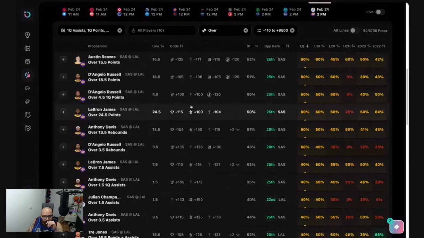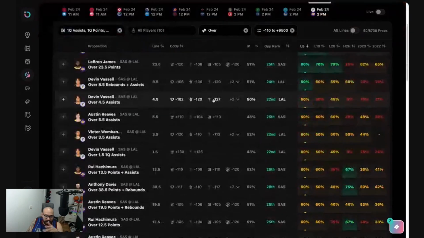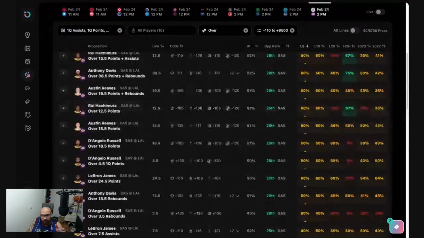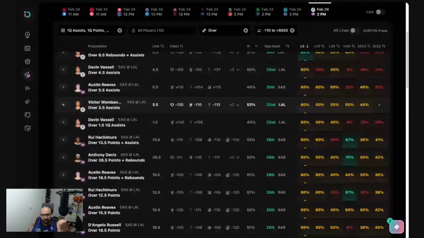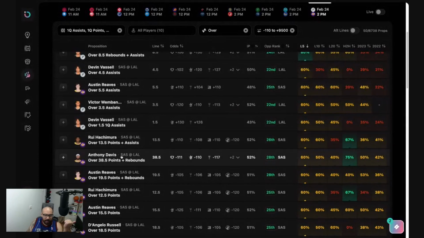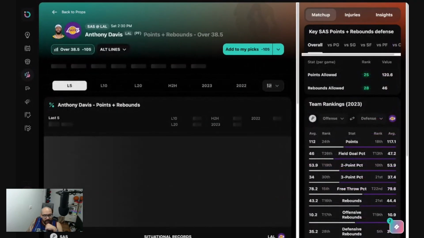The only person I probably want to look at, and this is where Outlier can teach you so much, but one thing you need to know is if Wemby's playing, the opposition big man is probably going to be very excited walking into this game. So I want to look at Anthony Davis.